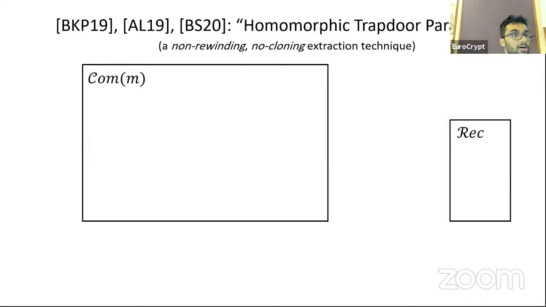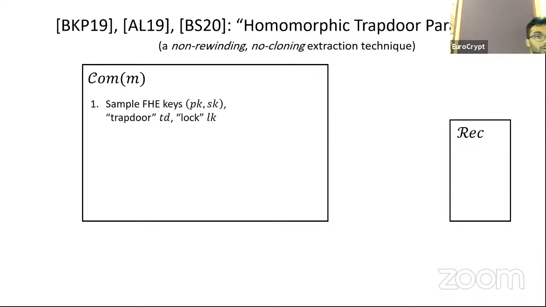So here we have a committer and a receiver, and we want to create an extractable commitment where the extractor doesn't rewind the adversary. So let me give you a sketch of what the protocol looks like. The committer samples an FHE key pair, a trapdoor, and a lock value. This protocol, by the way, makes use of FHE and compute-and-compare obfuscation. So just keep that in mind. This is the first step.